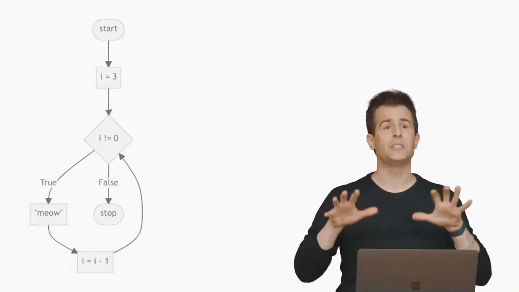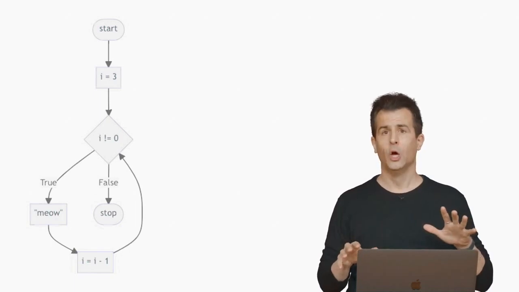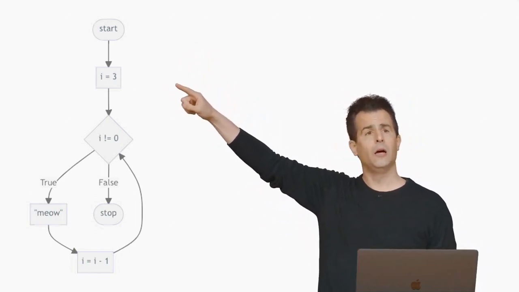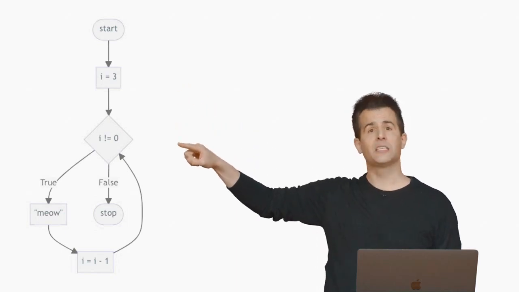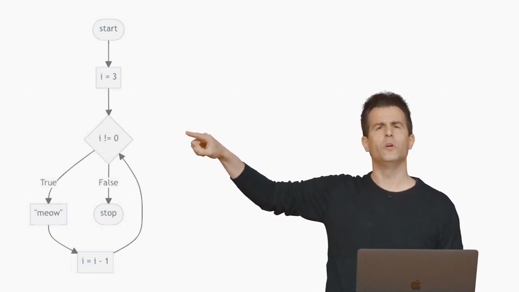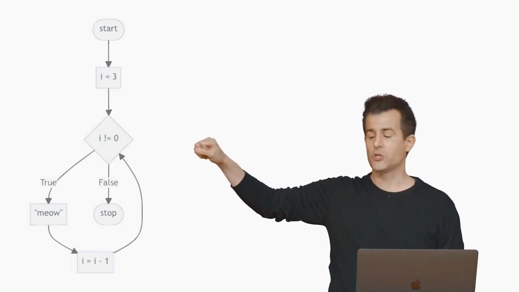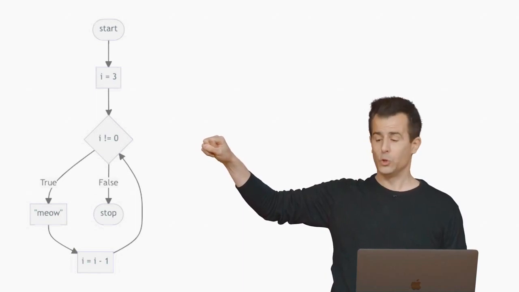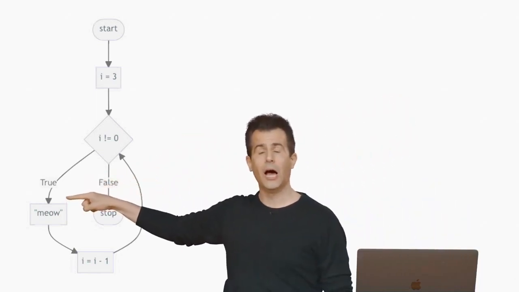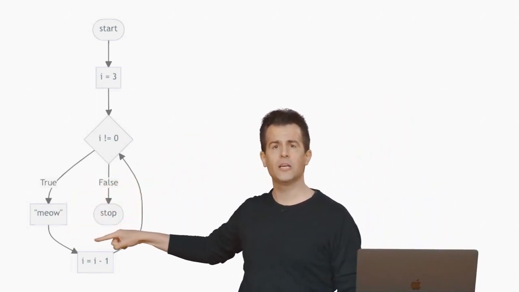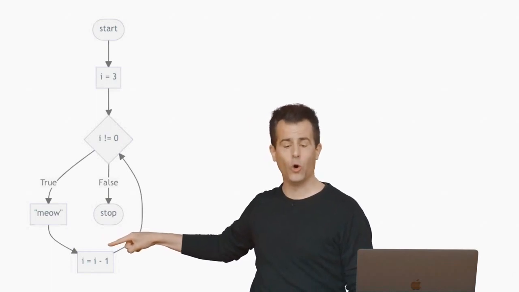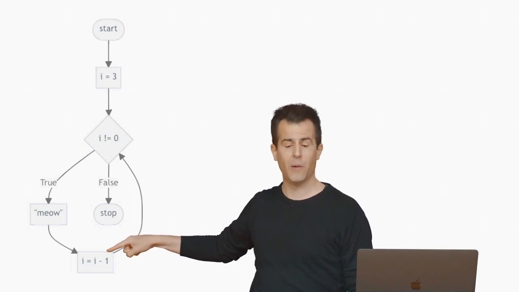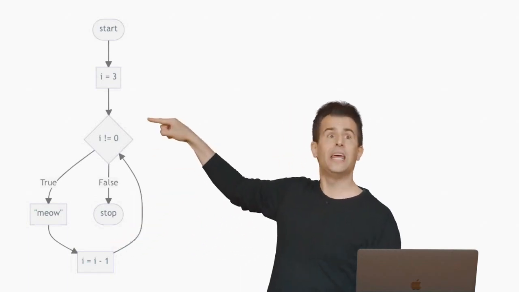This is just a representation graphically of the exact same thing. Notice what's happening. I first start the program, and then I initialize I to 3. And then I ask the first of my questions. Again, the diamonds always represent questions. And the answer is going to be true or false. Does I not equal 0? Well, it doesn't. It equals 3. So if I follow the true line, I meow. And then I follow this arrow, and I update I to equal I minus 1. At this point in the story, I presumably equals 2 mathematically. I follow the arrow. And there's the loop.